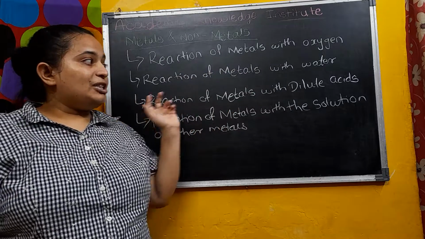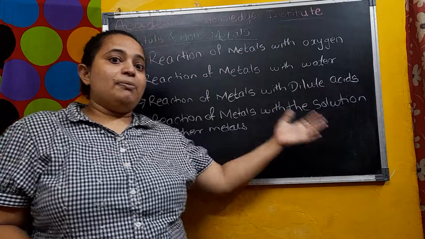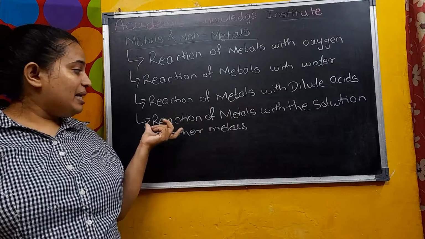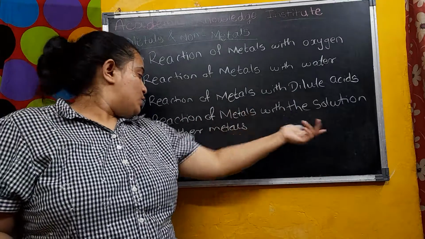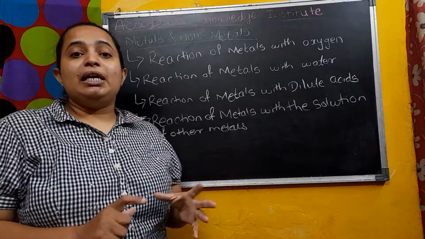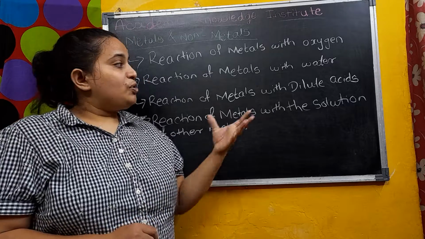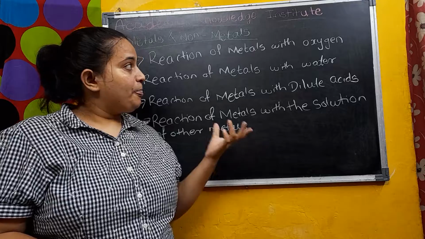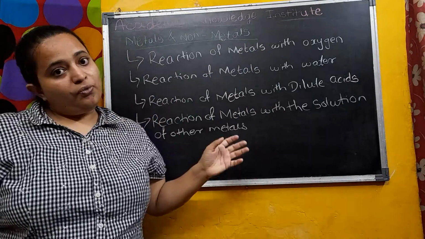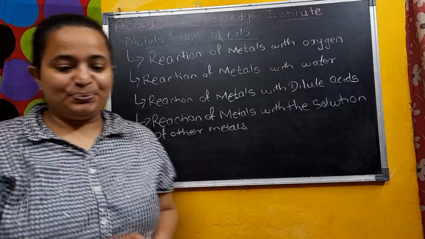Then the reaction of metals with dilute acids. What are dilute acids and how metals react with them, we are going to see here. And then the reaction of metals with the solutions of other metals. You may have heard the words electrolysis or electroplating, so that we are going to study here. All four types of reactions are very easy, and we are going to see them one by one. Okay, let's start.